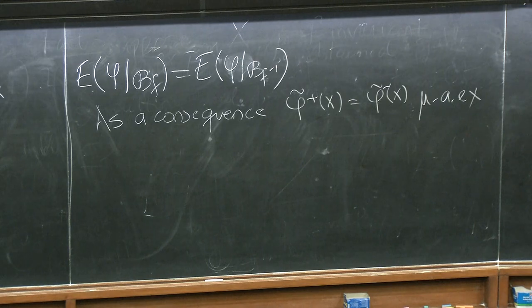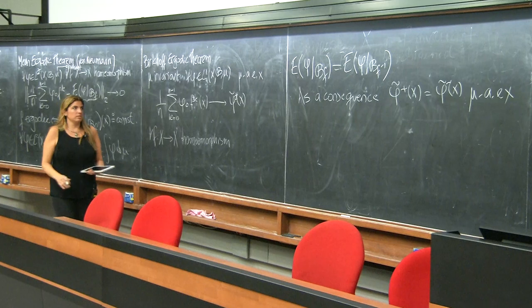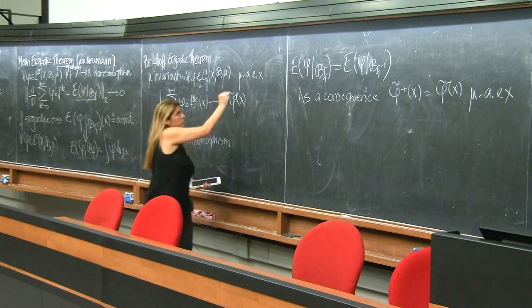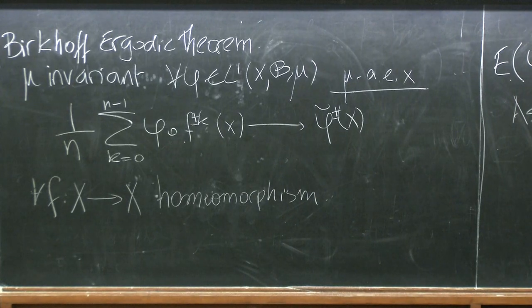Remember that this implies that it has a convergent subsequence. But this, we know that it's convergent mu almost everywhere. So these two limits will coincide almost everywhere.